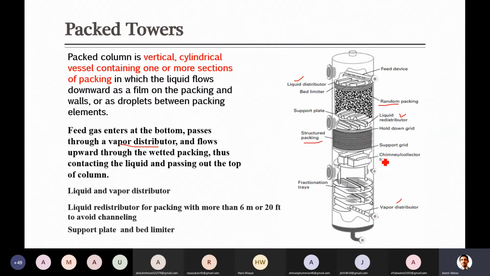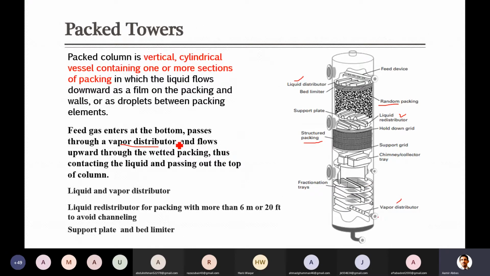Something mentioned here is the chimney or collector tray. The specific diagram shown consists of trays as well as packing. So when packing ends, you collect the liquid somewhere, which is mentioned as a collector tray. On this surface, liquid is collected and then redistributed again to the plate installed below, and so on. Then it moves down through the downcomer area. So this is just about the packed tower.